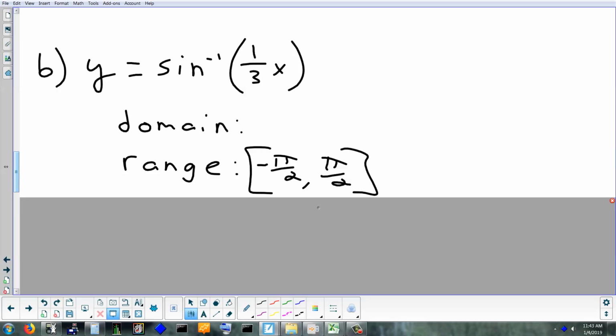How about Natalie? Can you tell me what the original domain is? Negative 1 to 1. So it's negative 1 to 1. And we're going to put the argument in the middle. And we're going to solve that inequality to get x alone. So Justin, how do I get x by itself here? Multiply everything by 3. Yeah. So your new domain is going to be negative 3 is less than or equal to x less than or equal to 3. So negative 3 to 3.